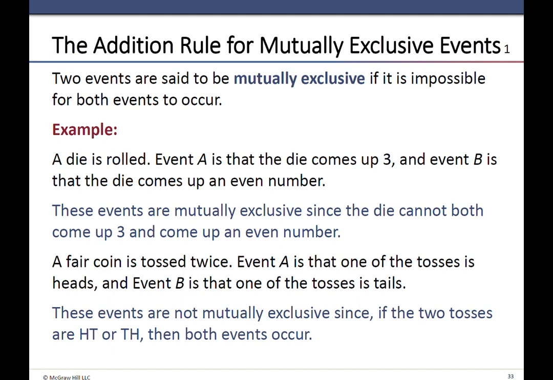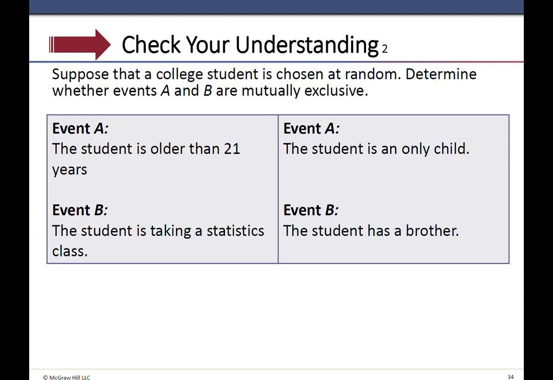A fair coin is tossed twice. Event A is that one of the tosses is heads, and event B is that one of the tosses is tails. These events are not mutually exclusive. If the 2 tosses are heads, tails, or tails, heads, then both events can occur. So we would have to be careful with that. So again, mutually exclusive just means they can't happen together.